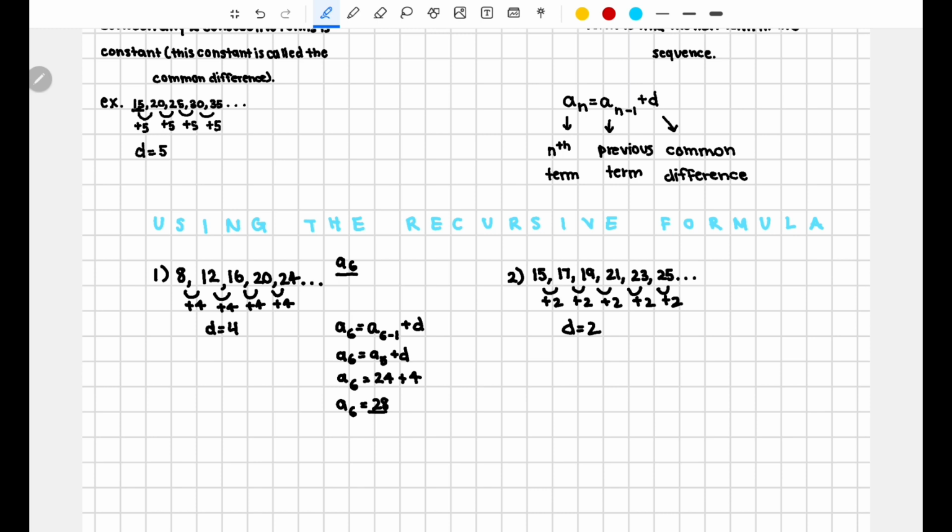Now we want to find the seventh term of the sequence, which is going to be the previous term, so a sub 7 minus 1, plus the common difference. So we're going to find the sixth term plus the common difference. We can plug in the sixth term, which is given to be 25, plus 2. So the seventh term is just 27.